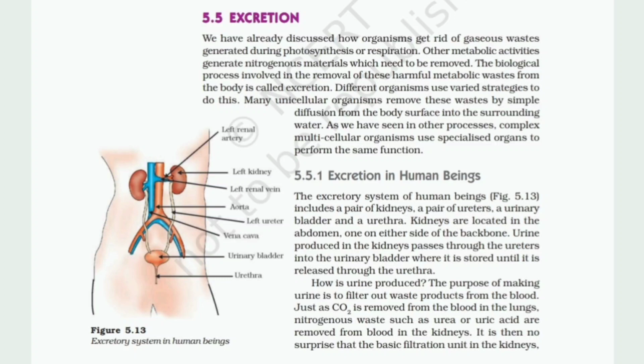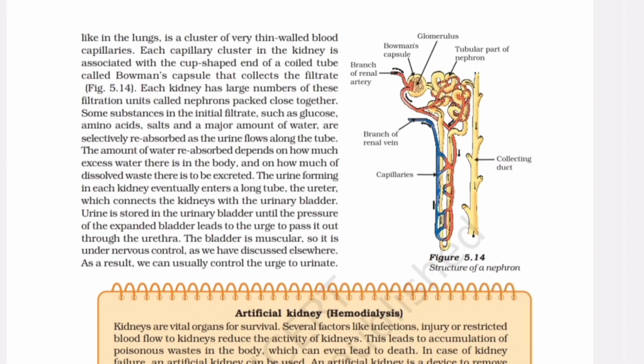It is then no surprise that the basic filtration unit in the kidneys, like in the lungs, is a cluster of very thin-walled blood capillaries. Each capillary cluster in the kidney is associated with the cup-shaped end of a coiled tube called Bowman's capsule that collects the filtrate, Figure 5.14. Each kidney has large numbers of these filtration units called nephrons packed close together.